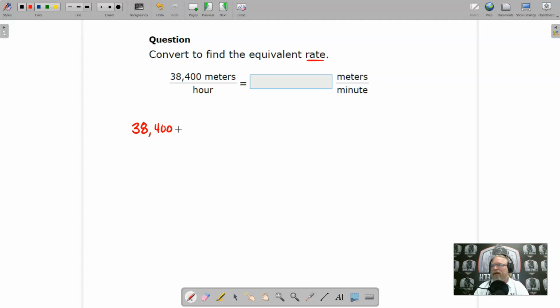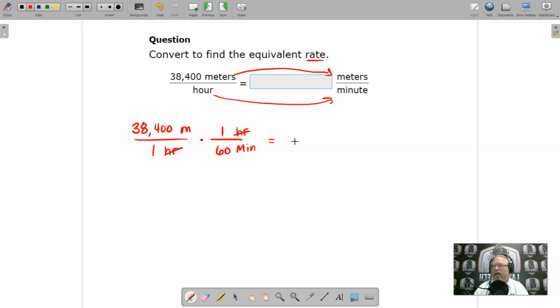So I have 38,400 meters, and that is for every 1 hour. Now I need to get from hours to minutes and meters to meters. So I'm okay on the meters part, but I need a conversion factor that's going to take me from hours to minutes. So again, like we did in the last one, I want hours to cancel. So since hours is in the denominator, for my conversion factor, I'm going to put it in the numerator. Hours to minutes, and I'll put MIN so we don't confuse it with the meters. And 1 hour, there are 60 minutes. So I think I'm good to go now.